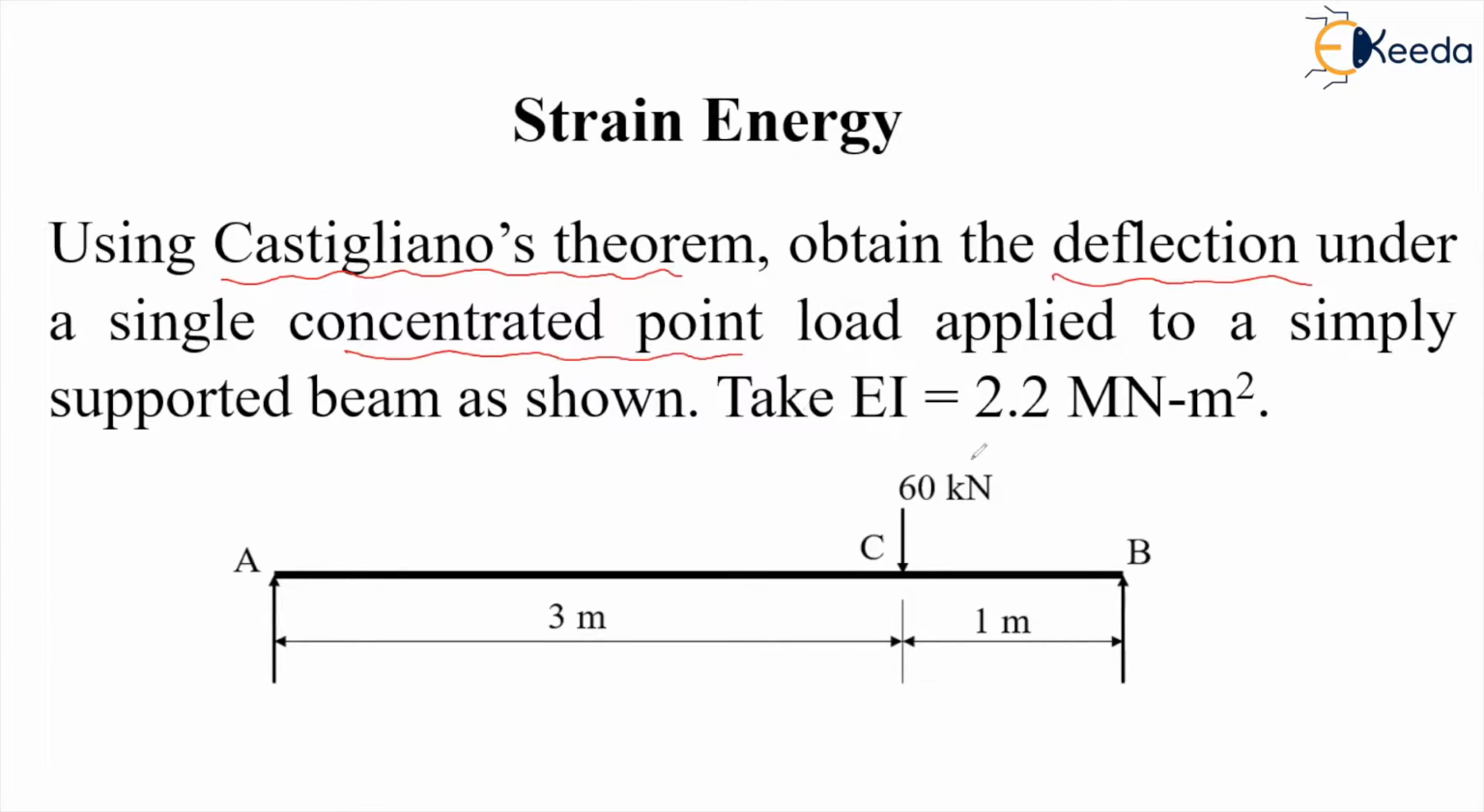So using Castigliano's theorem, we have to find the deflection under a point load. The point load given to us is 60 kilonewton, which is applied at a distance of 1 meter from the right end. The EI of the beam is also given to us, the product of modulus of elasticity and moment of inertia, right? So let us solve this problem using the strain energy method.